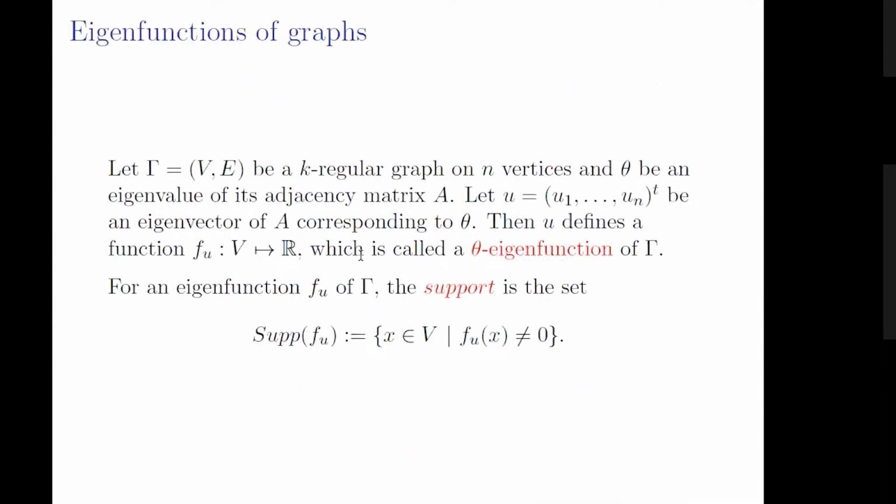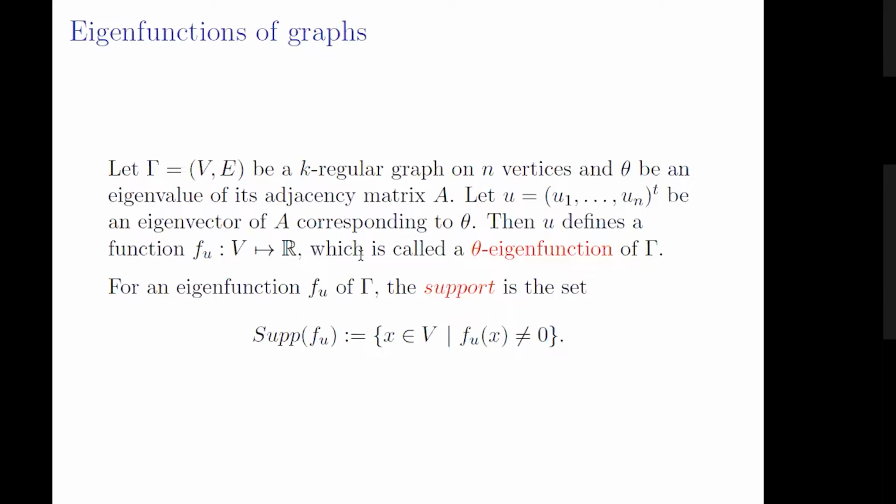Let gamma be a k-regular graph on n vertices and theta be an eigenvalue of its adjacency matrix A. Let U be an eigenvector of A corresponding to theta. Then U defines a function f_U on the vertices of gamma with real values; this function is called a theta eigenfunction of gamma. So there is just a one-to-one correspondence between eigenvectors and eigenfunctions.